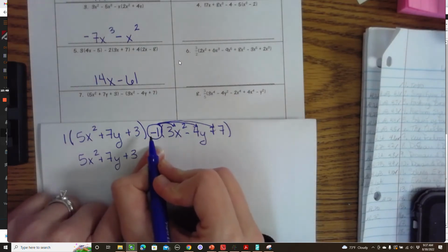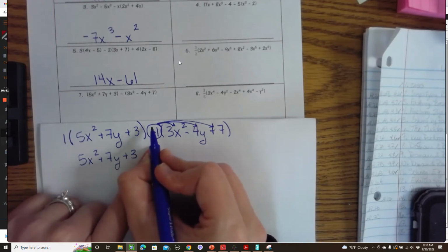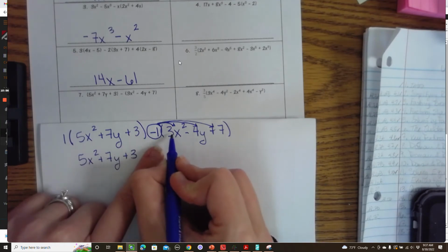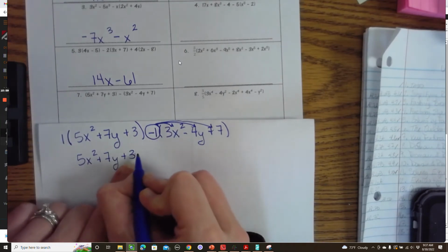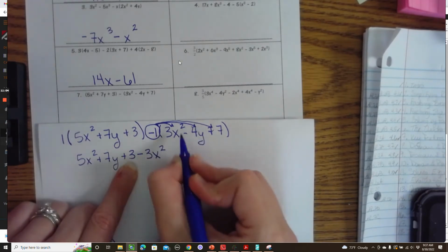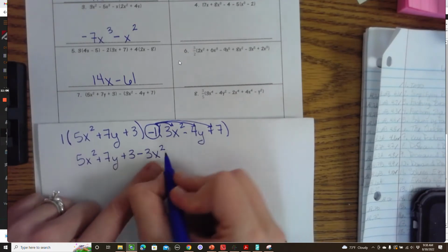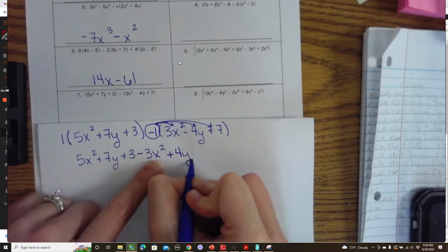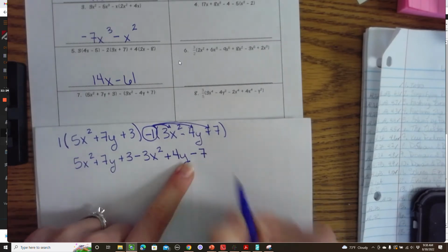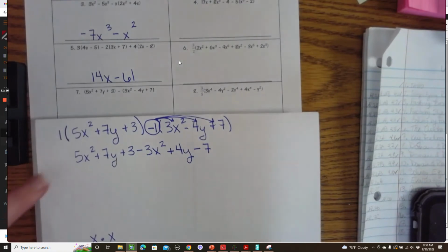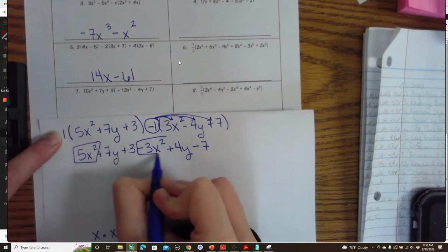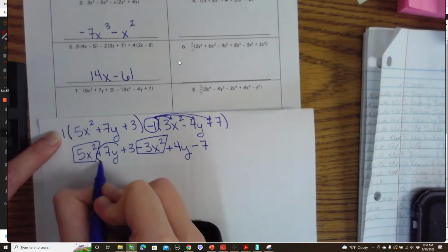Okay, positives become negatives, negatives become positives. Multiplying by a -1 just changes the sign. So -1 times 3x squared, if this is a positive 3x squared, now it's a negative 3x squared. -1 times a negative 4y, negative times negative, makes it positive. -1 times a positive 7, -7. Then we combine like terms. Make sure you're getting the signs.